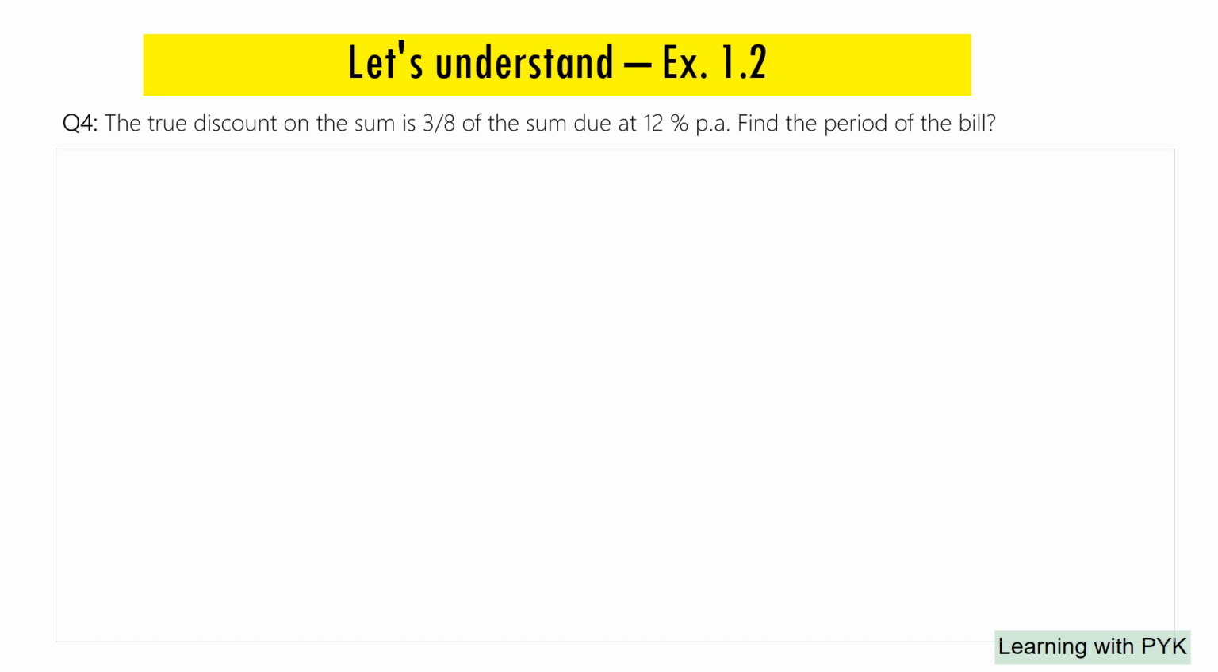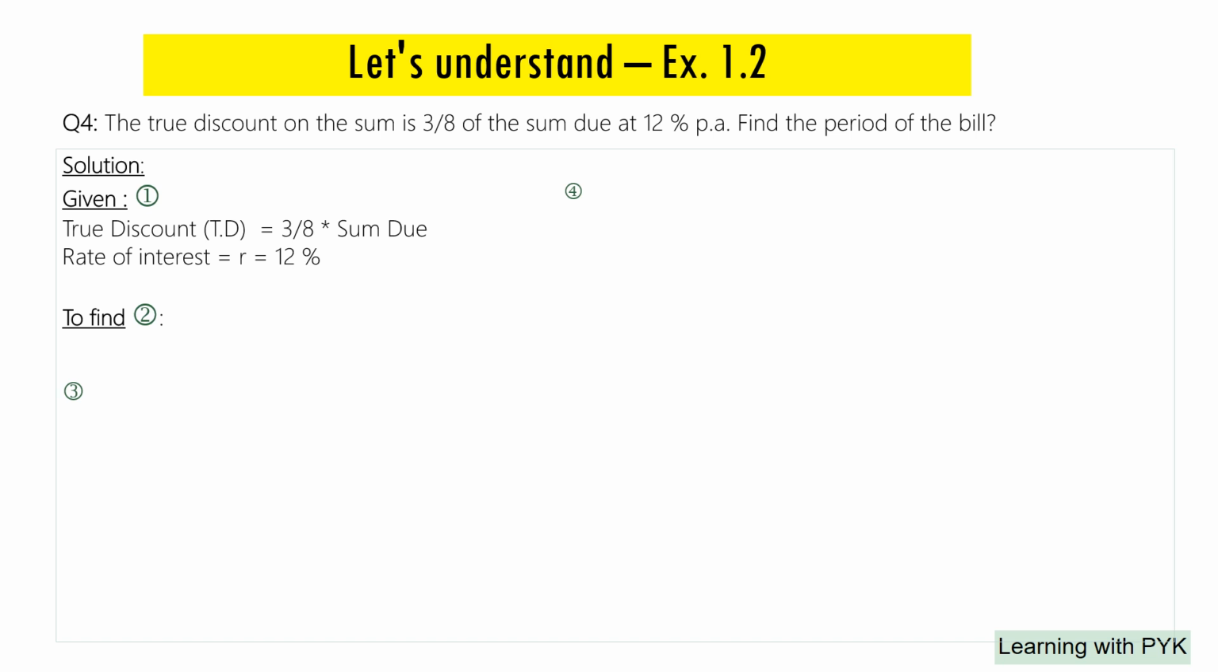Question number 4. The true discount on the sum is 3 by 8 of the sum due at 12% per annum. Find the period of the bill. So here, instead of giving a direct value, we have been given a condition that the true discount is 3 by 8 of the sum due. So let's divide the solution into 4 parts. Given: true discount is 3 by 8 of the sum due. Rate of interest is 12% per annum. We have to find the period, that is N.